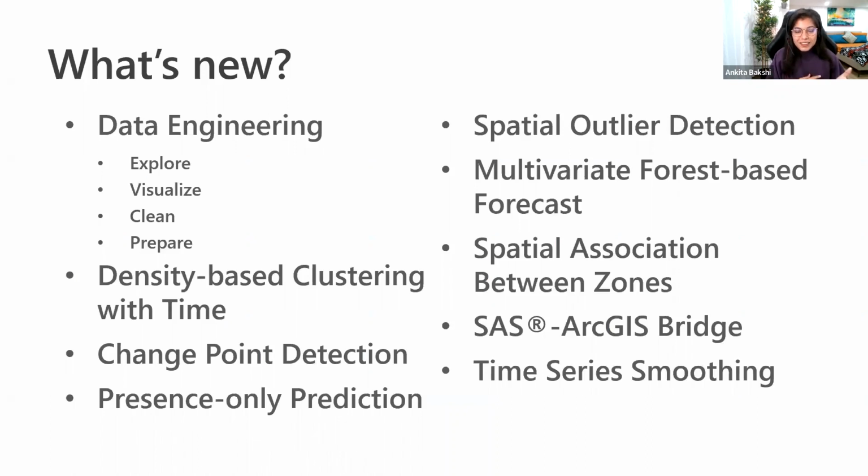This is just two releases' worth of stuff that I've put on a slide. We have data engineering, spatial association, spatial outlier detection, time series smoothing, presence-only prediction. There are a ton of new tools and technology that have been added to ArcGIS Pro from a spatial statistics standpoint. But for today's presentation, we're just going to focus on these four tools, because in the interest of time, we can only pick a few.